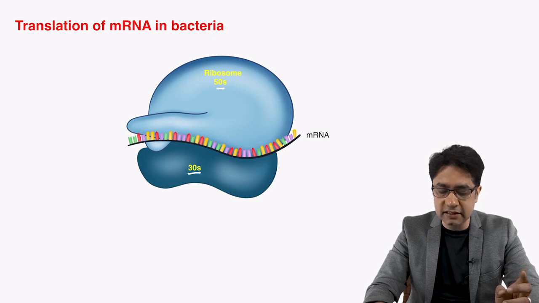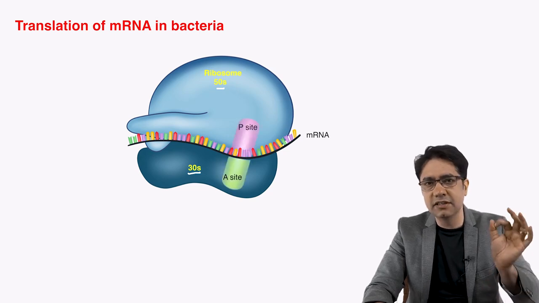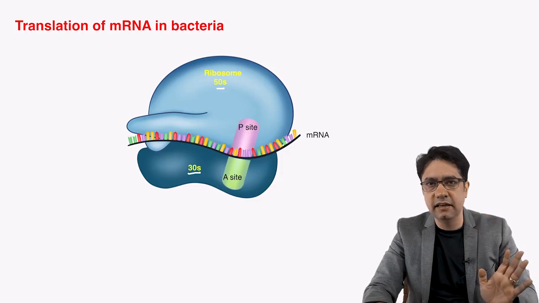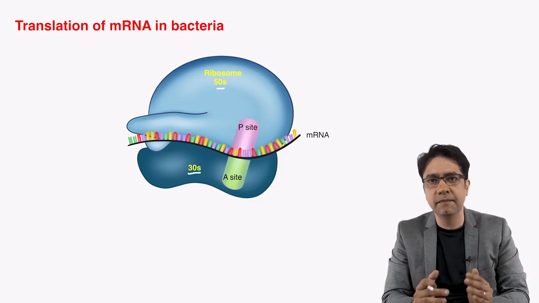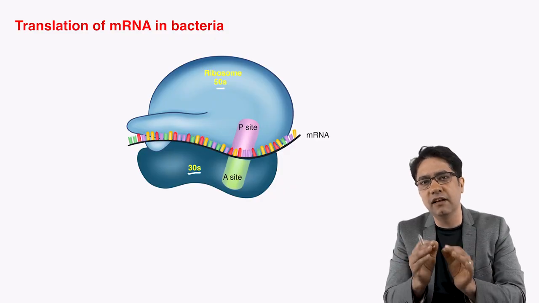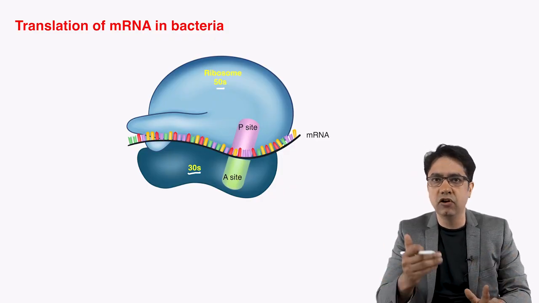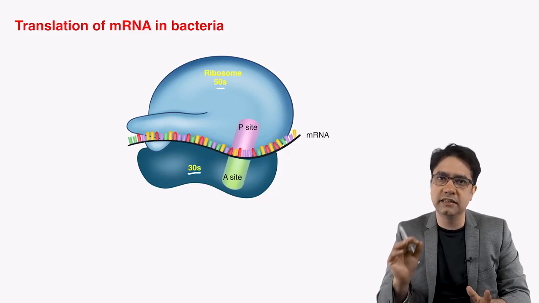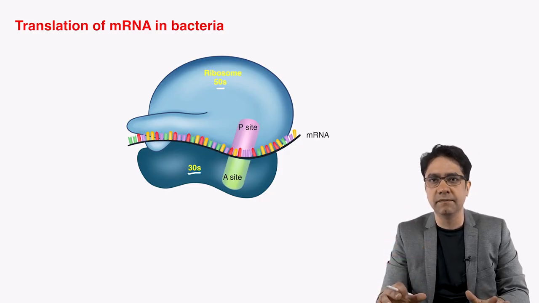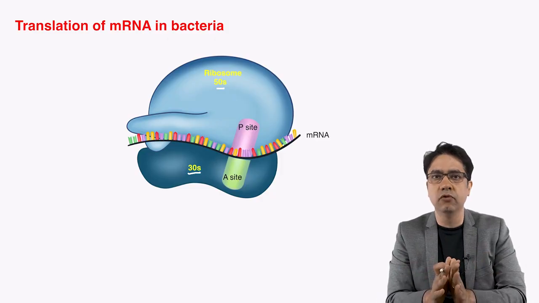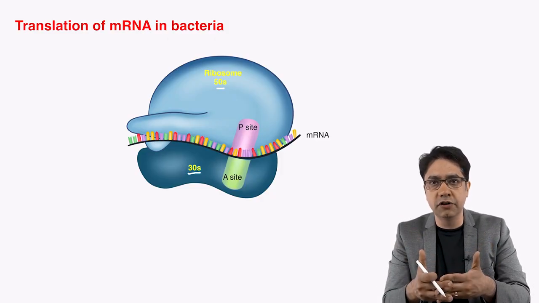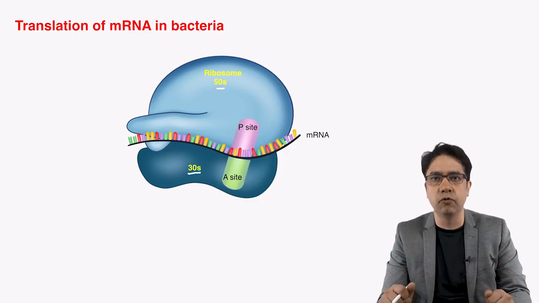On this 30S ribosome, there is a site known as the A site. A means attachment site, where amino acids will come and attach. And on the 50S ribosome, there is a site known as the P site. P site, I will be telling you, will form peptide bonds which will lead to production of proteins.